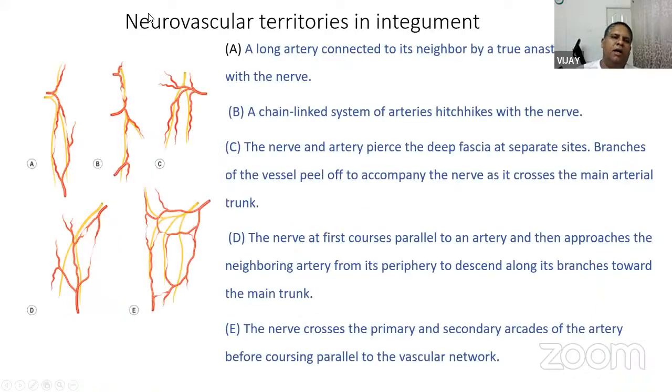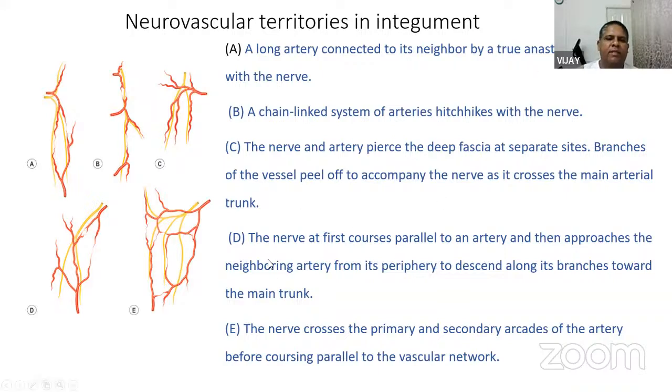This is a neurovascular classification for how the vessel and the nerve enter the skin. A long artery is connected to its neighbor by a true anastomosis and courses with the nerve. That is type A. Type B is a chain-linked system of arteries hitchhiking with the nerve. Type C is where the nerve and the artery pierce the deep fascia at separate sites, and the branches of the vessel peel off to accompany the nerve as it crosses the main arterial trunk.